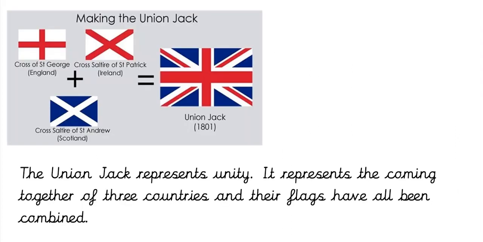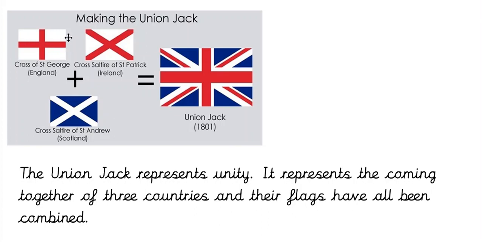So let's have a look at the Union Jack flag. We're going to look at how these flags are made up so that it will help you to understand how you could include things in your own flag that tell people about us as a class. The Union Jack represents unity, togetherness. It represents the coming together of the three countries, England, Scotland and Ireland, Northern Ireland, and it brings all their flags together.